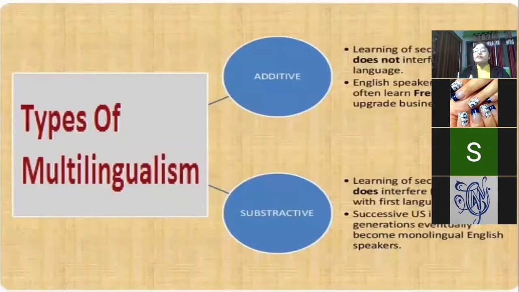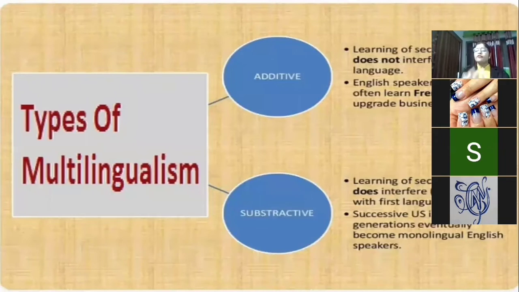Now, there are different types of multilingualism. What are they? The first one is additive and the second one is subtractive. Researchers favor the additive type of multilingualism. Why are they favoring it? Because the learning of the second language is not interfered with by the first language.